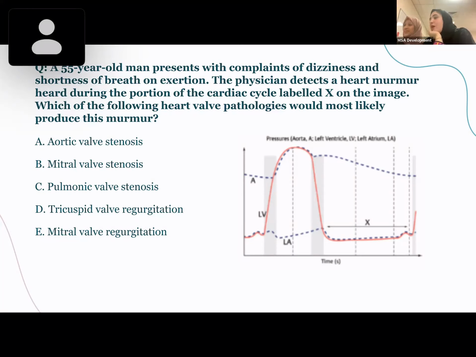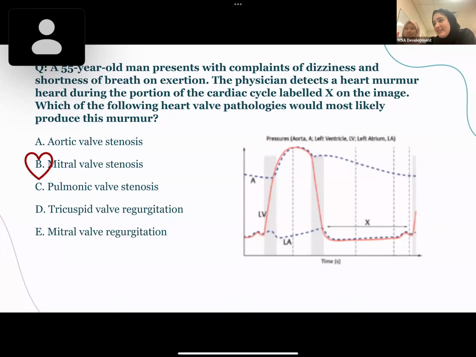Guys, always write why, a short answer. B is the only one with a diastolic heart murmur. Interesting. Okay, everyone said B. B for boys. Everyone got this one right.